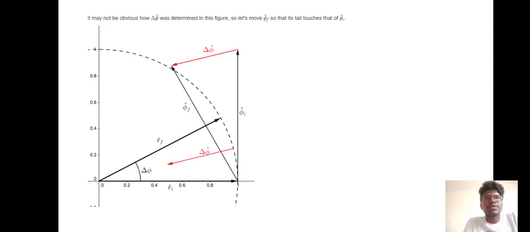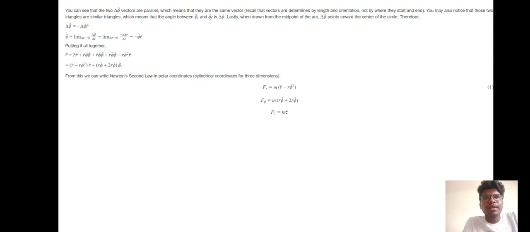If delta theta is not zero, we can determine this in the figure. So let's move it so that it touches the point. You can see that the two vectors are parallel, which means they are the same vector. Recall that vectors are determined by length and orientation, not by where they start and end.